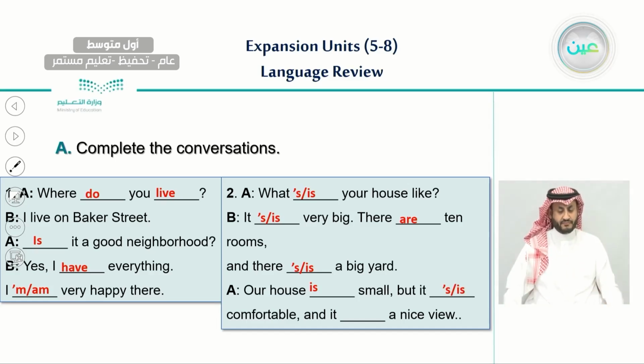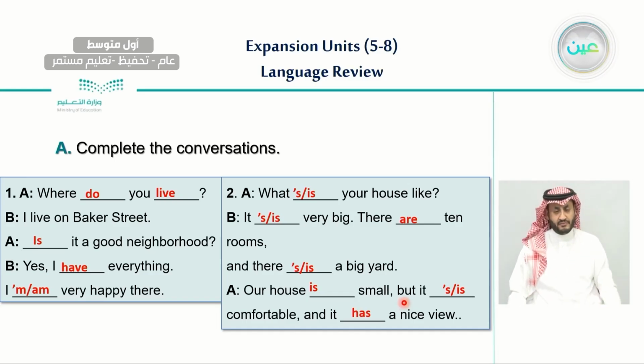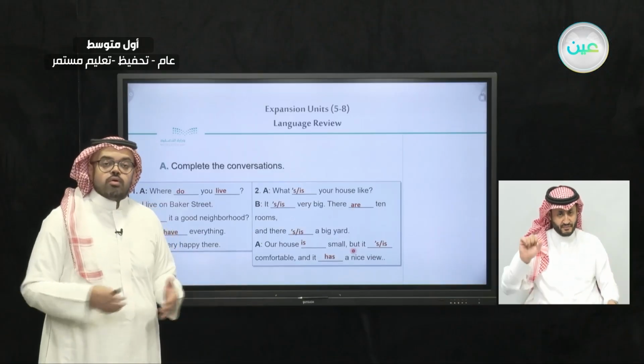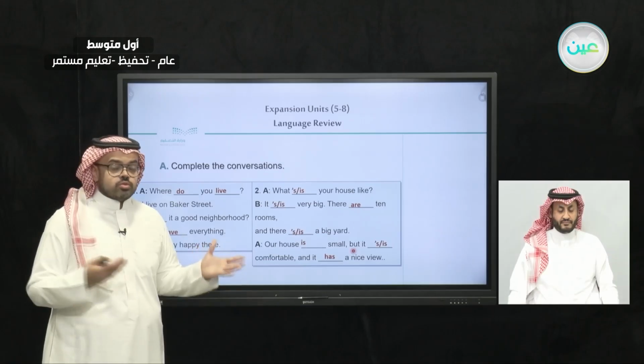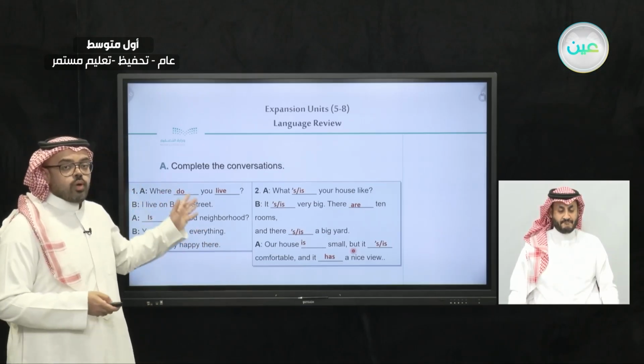And as we said in the last unit, we have connectors. If we say one thing that is not good, the other is good, we would use a connector like but. So our house is small, but it is comfortable and it has a nice view. And the answer will be, it has a nice view. Here is a quick reminder of the rule there is and there are, and also the question and the answers that we have in the unit, which is where do you live?